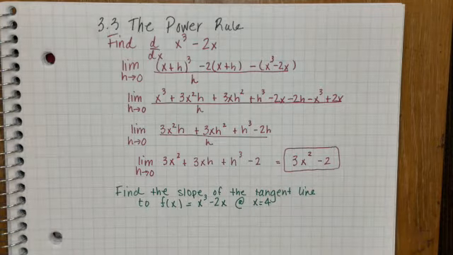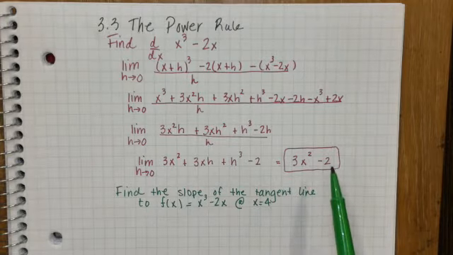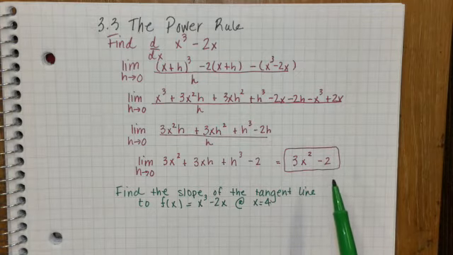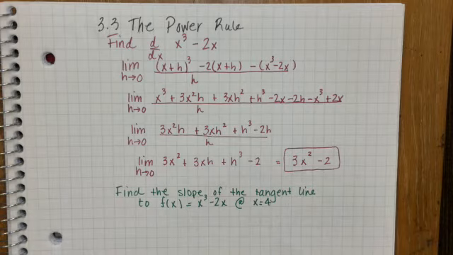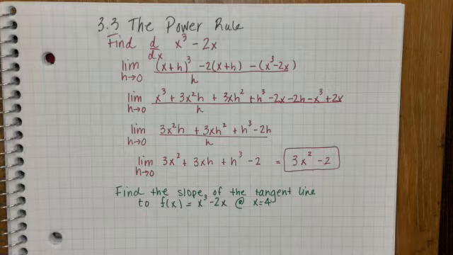There's a long way to do this. There's a short way to do this. And of course, we're going to practice both. This is the slope of the tangent line anywhere on this function. By the way, it's a cubic, so its end behavior is down, up, and it's got a hump in the middle of it.